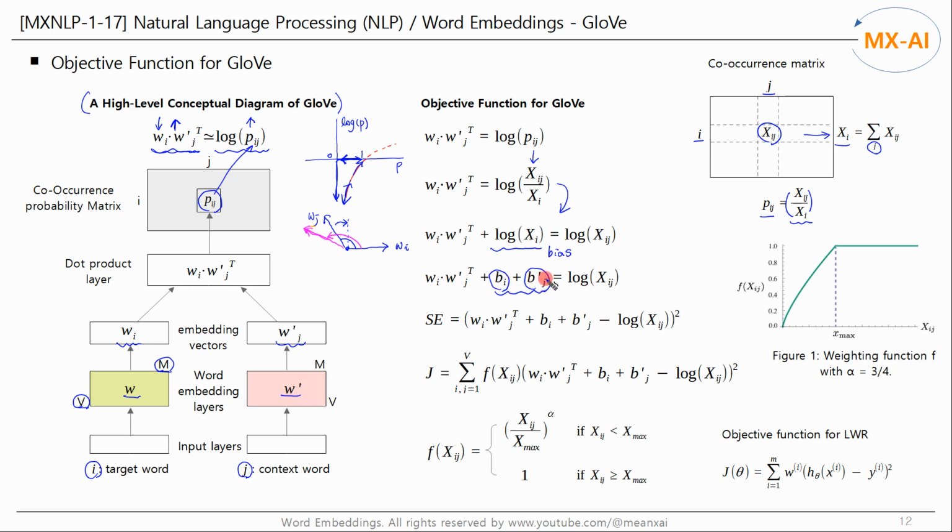The left-hand side represents the estimated log co-occurrence count, while the right-hand side represents the actual log co-occurrence count, computed from the training data. The difference between these two values is the prediction error. Squaring this error gives us the squared error. Therefore, the objective of GloVe is simply to minimize this squared error.